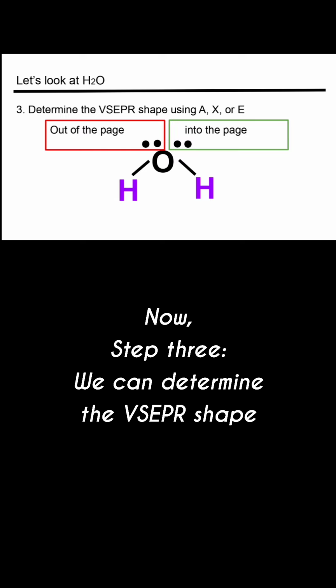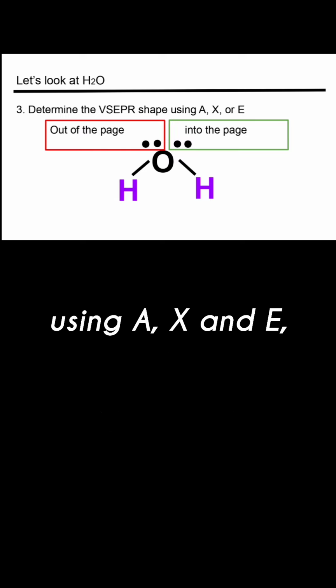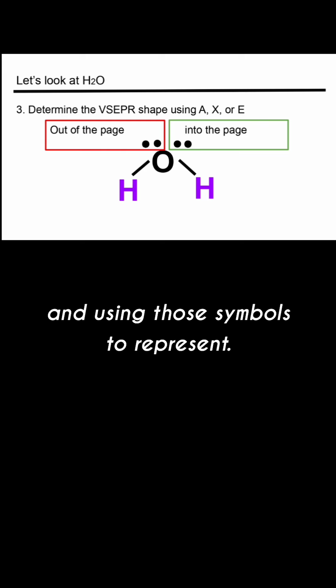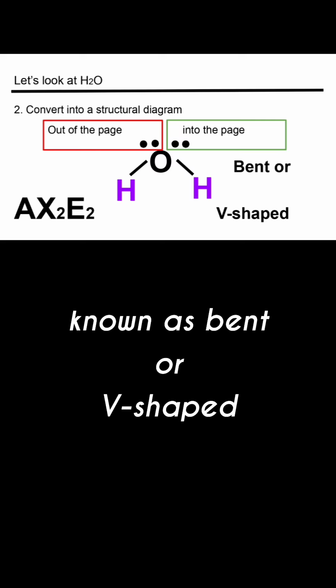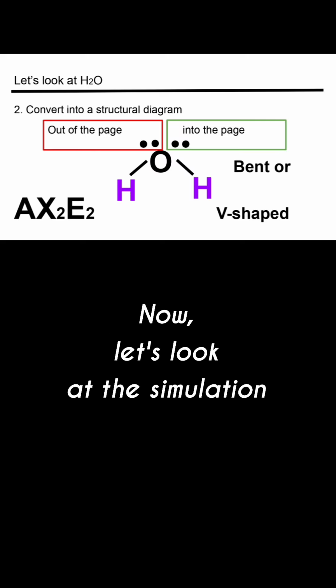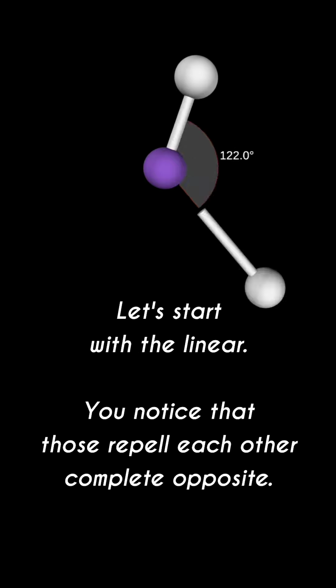Now, step 3. We can determine the VSEPR shape using A, X, and E, using those symbols to represent. As a result, you will get AX2E2, known as bent or V-shaped. Now, let's look at the simulator. Let's start with the linear.